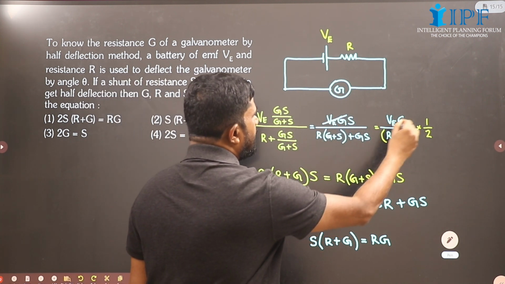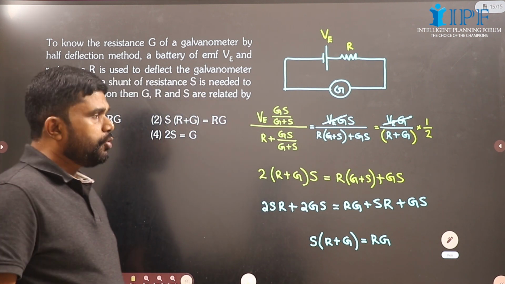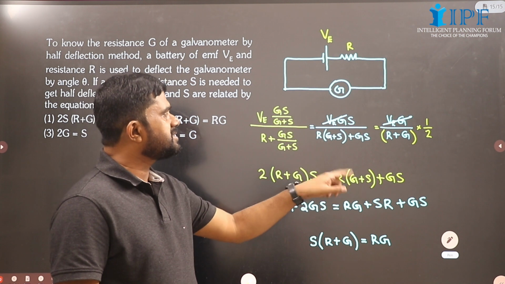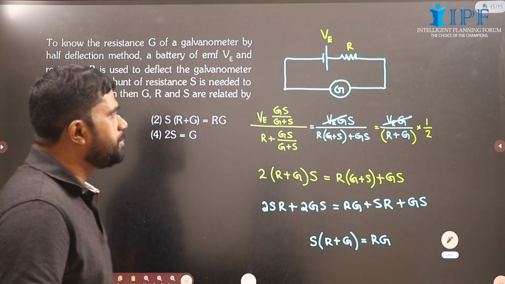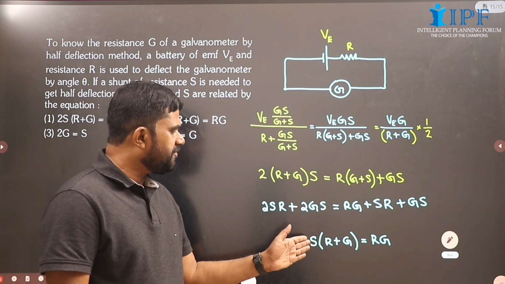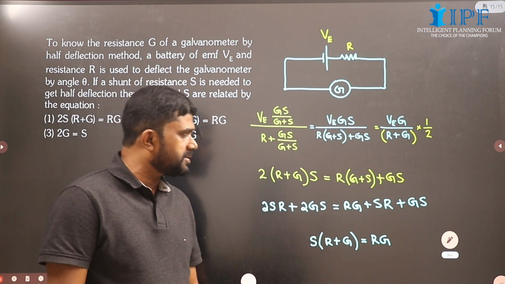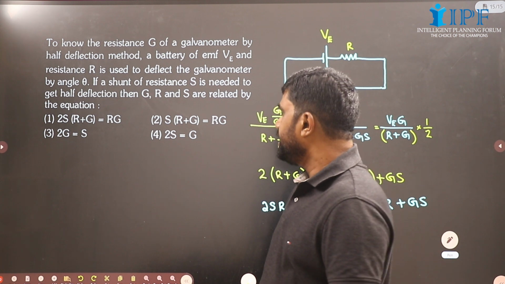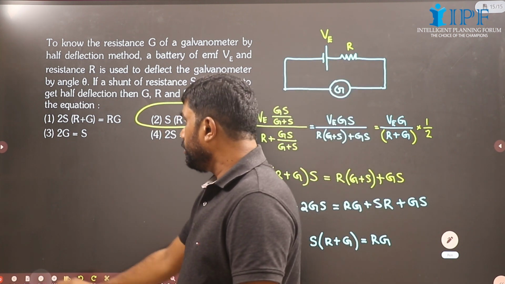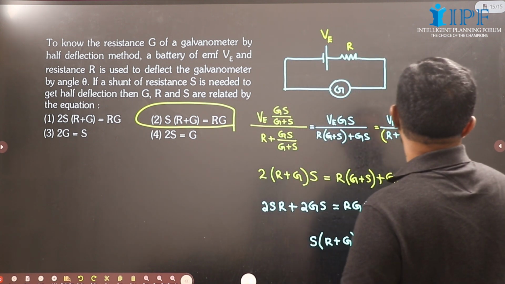This VEG and VEG can be cancelled. Okay, so (2R plus G) into S, and on the right side there will be R into (G plus S) plus GS. Okay, now if you simplify this, you will get S into (R plus G) equal to RG. S into (R plus G) equal to RG. Okay, now let's see what we have next.